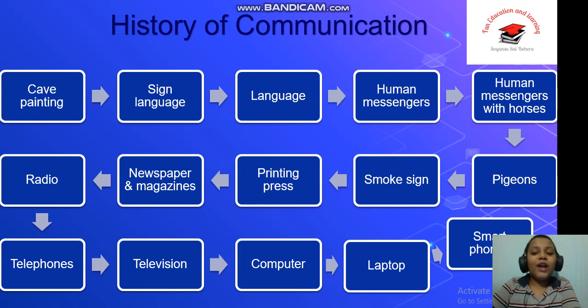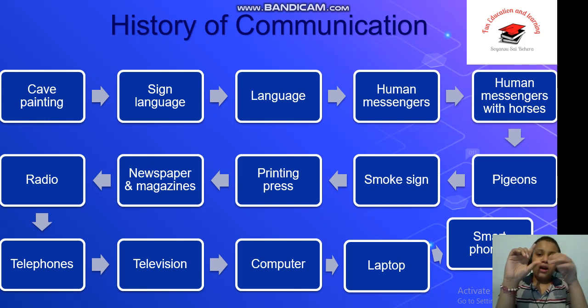Okay, so after the language, human messengers were used to take the message to another landmass. It helps to spread the message to a large mass. Human messengers cannot go very fast and cannot go for a long distance, so they used horses. They domesticated the horses and used them for their own purposes. Then came the pigeons. They domesticated pigeons and trained them.